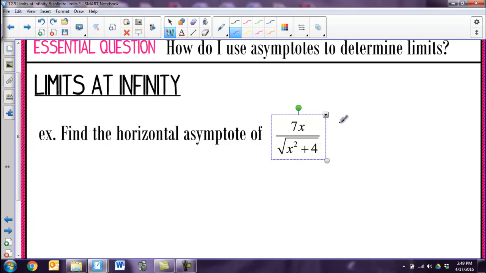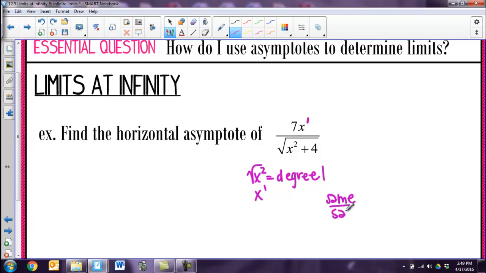They want you to find the horizontal asymptote of 7x over the square root of x squared plus 4. Well, again, I'm going to be looking for the degree of the top over the degree of the bottom. So the degree of the top is just 1. If I wanted to figure out what the degree of the bottom is, though, the highest exponent in there is the square root of x squared, which would just be degree 1, because the square root of x squared is just x to the first. So basically this is going to be a same over same situation again because I have a 1 over a 1.